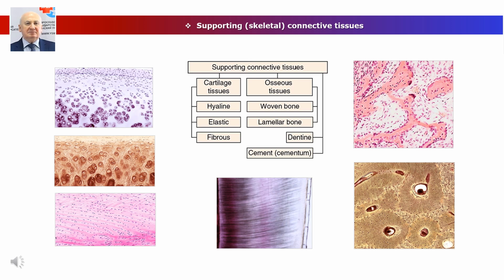Supporting connective tissues are characterized by a high density of intercellular substance and form the organism's skeleton, hence also called skeletal. They are subdivided into three types of cartilaginous tissue: hyaline, elastic, and fibrous. Two types of bone tissue, woven or reticulofibrous, and lamellar, as well as cement and dentin of the tooth.